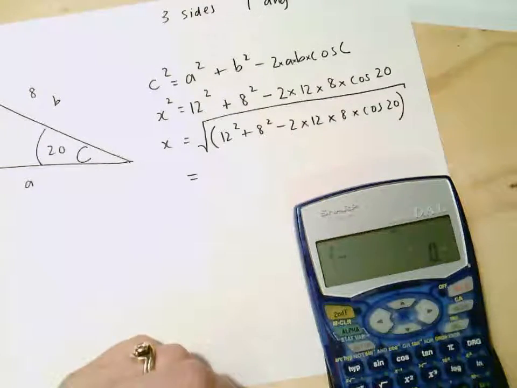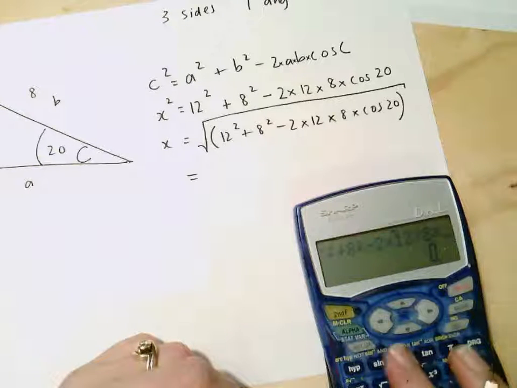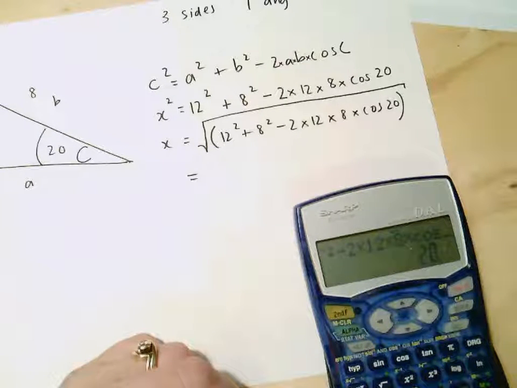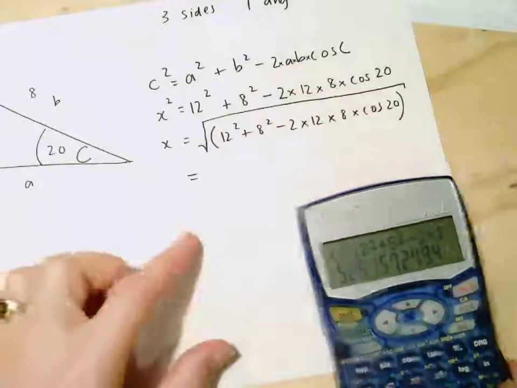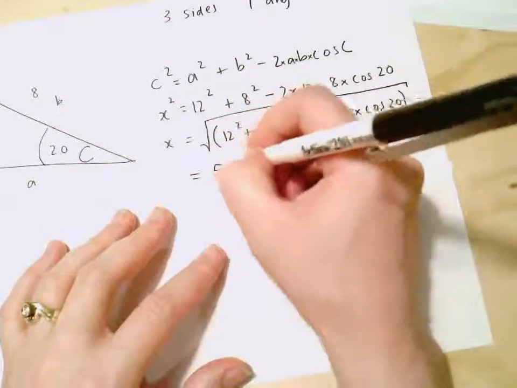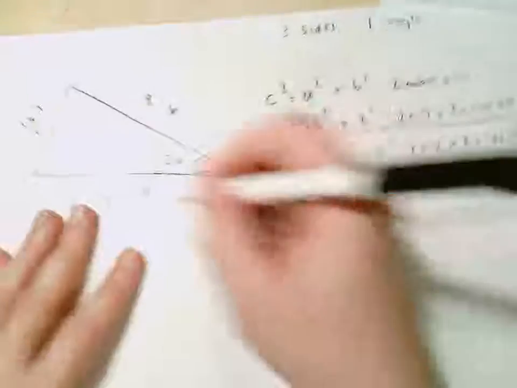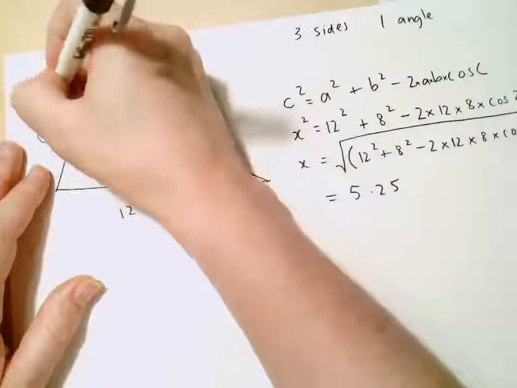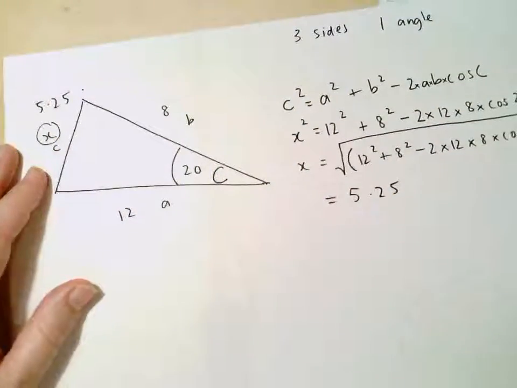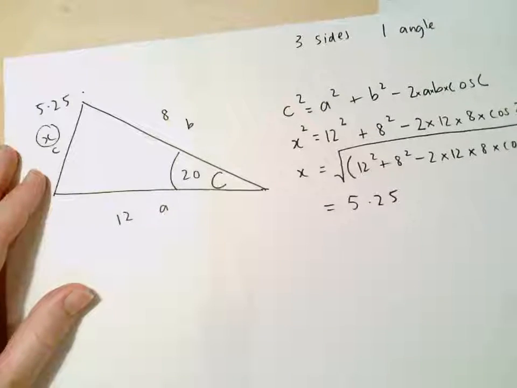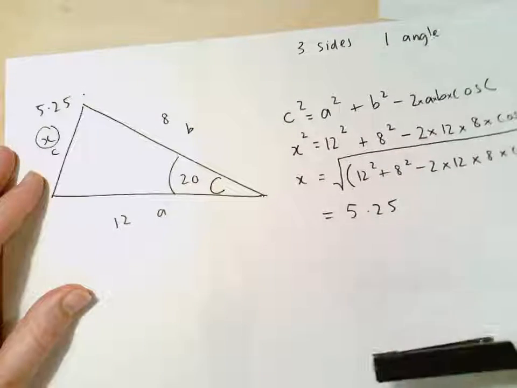The square root of, open brackets, I'm just putting it all in, 12 squared plus 8 squared, minus 2 times 12 times 8 times cos 20, close the brackets, equals 5.25. So 5.25 is the length of this side. Okay, so that's how this formula works to calculate a side. Your turn to have a go.